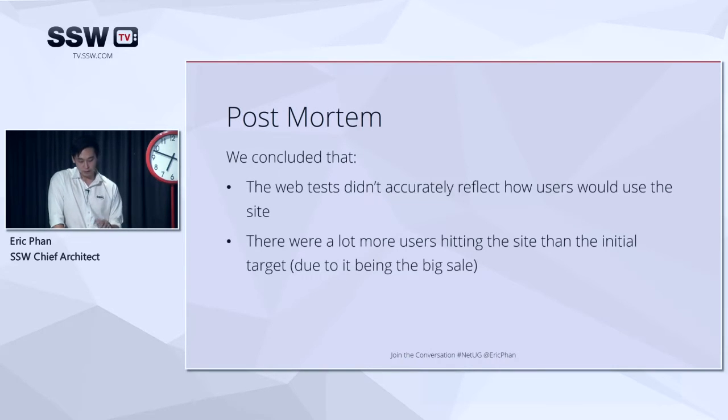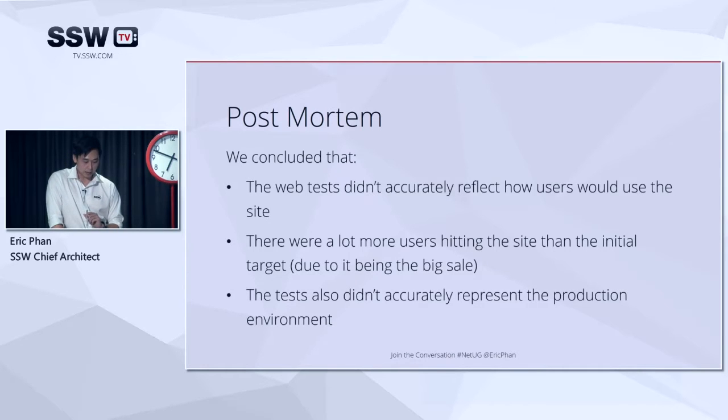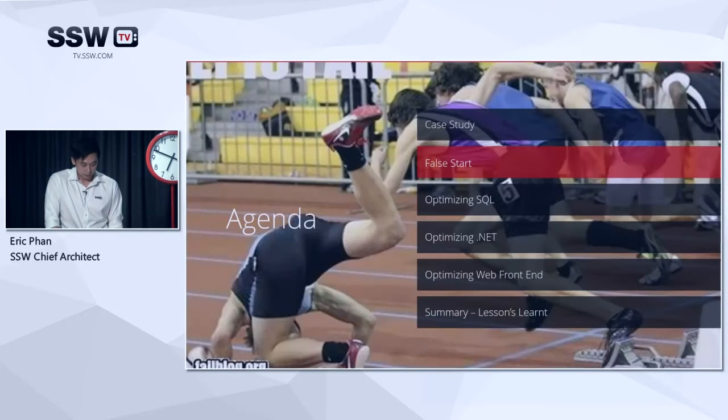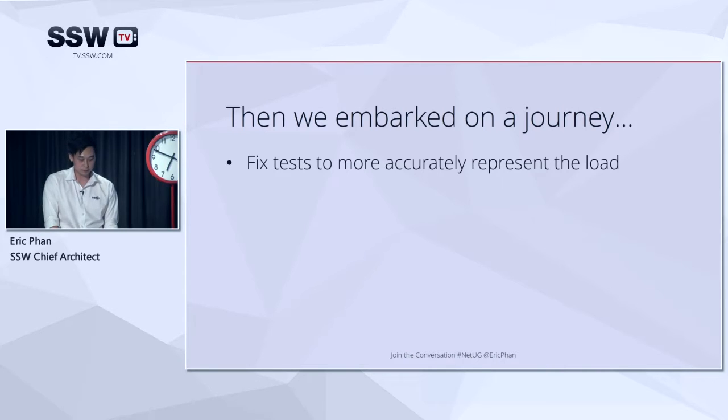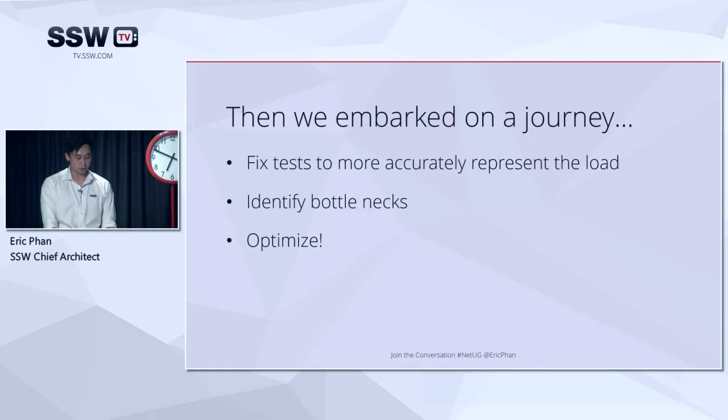Okay, and we also found, analyzing the logs, that there were actually a lot more users hitting the site than what the client told us. And the tests that we were running on those MS web tests were against our local development environment, and they weren't actually running on the production environment. All right, so we went on this journey, tried to, number one, fix the tests so that they more accurately represented how users were going to use the site, so that we could at least replicate the issue that we saw on that sale date. Then we tried to identify what the bottlenecks were, go ahead and optimize, develop.